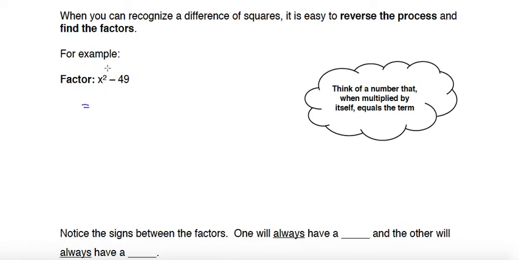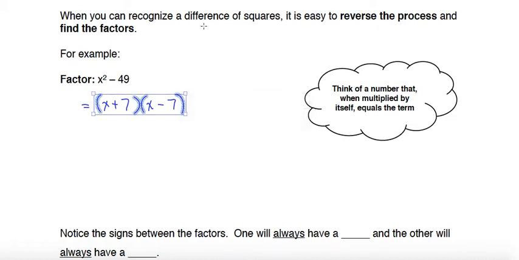So in my brackets, I'm going to find the square root of my first term. The square root of x squared is x. So that goes in the beginning of each of my brackets. One is going to be a positive, one's going to be a negative. It doesn't matter which order you put it in. And what is the square root of 49? Well, that's 7. So 7 times 7 is 49.